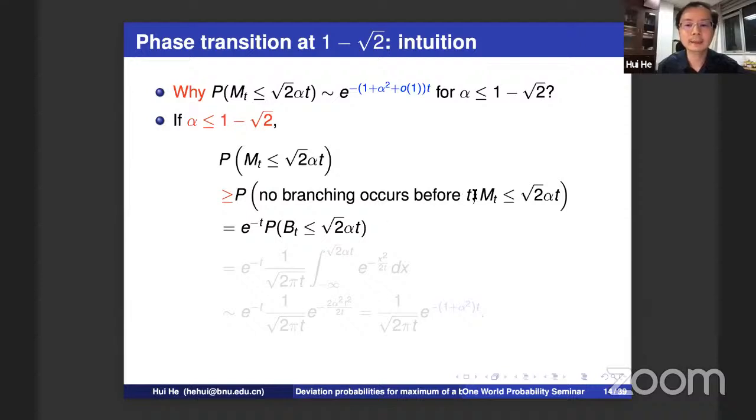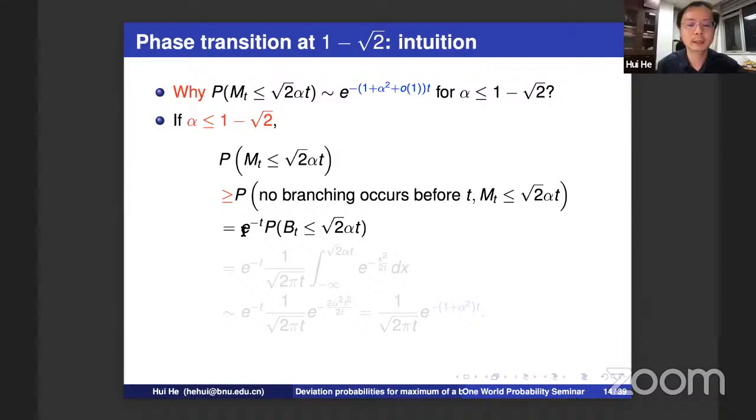And we also know that since no branching occurs before time t, it means that at time t there's only one particle, that is just the ancestor. So since at time t there's only one particle, the maximum position at time t is just the position of the ancestor, okay? And because there's only one particle, M_t is just the position of the ancestor. And we also know that the ancestor moves as a Brownian motion. So if we make a restriction that no branching occurs before time t, M_t is just B_t, okay?